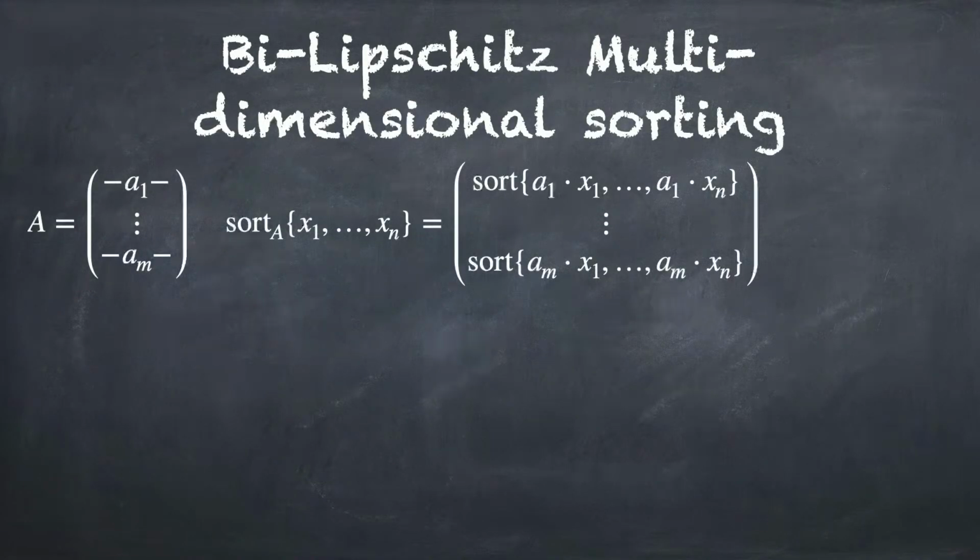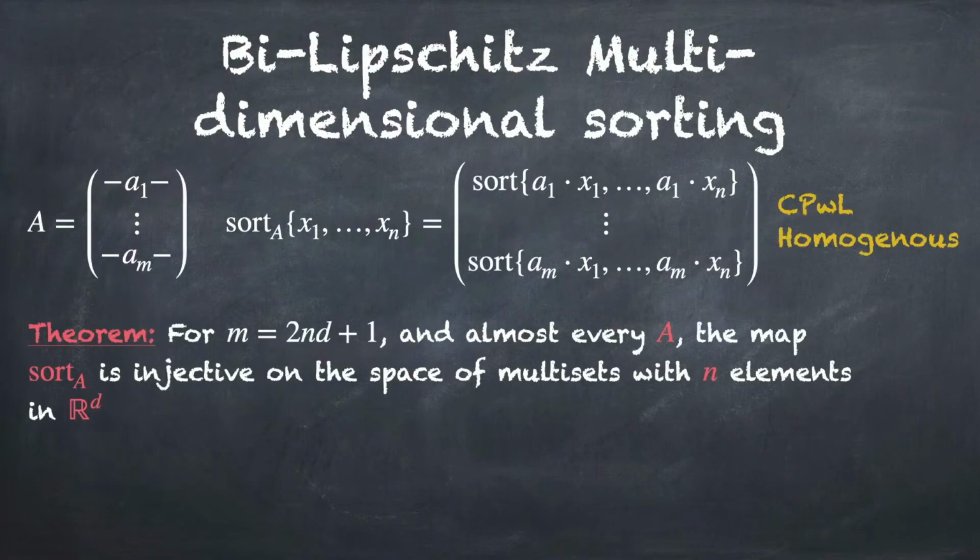What we instead do is take this multiset of n elements, and using this matrix A, we take many linear projections, and then we sort each linear projection on its own. So we have m different projections. We sort all of them. That gives us a map. This map is continuous, piecewise linear and homogeneous. And you can prove that if this m is again like twice the dimension plus 1, then this mapping will be injective for almost every A.